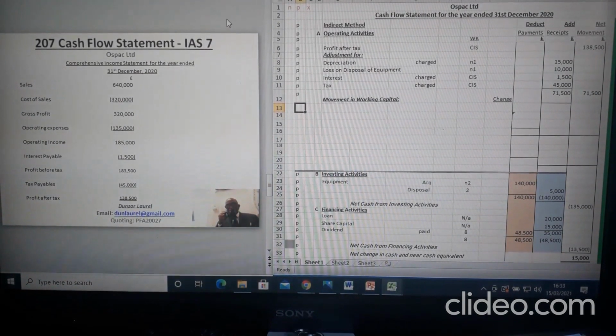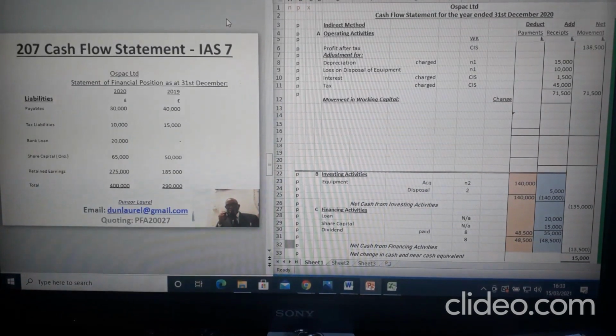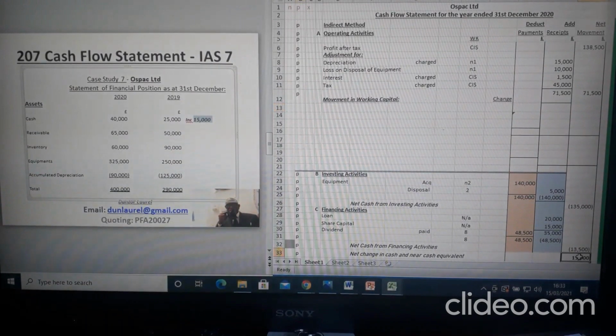To do that, I will go to my statement of financial position, starting from the asset side. I don't have to do anything with the cash because that's what we're looking for, that's our target, which is here, as you can see. I will now go to the receivable. So I will put my receivable there.